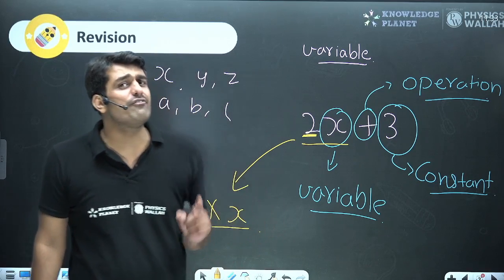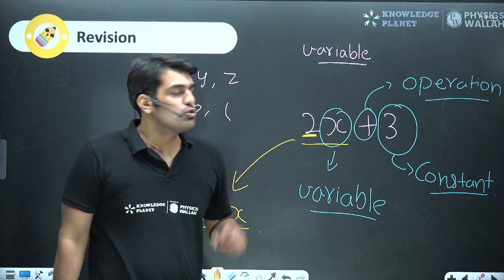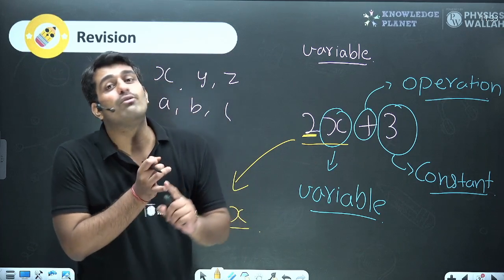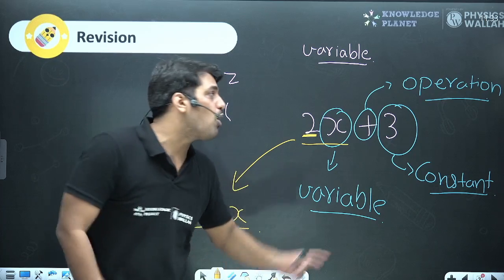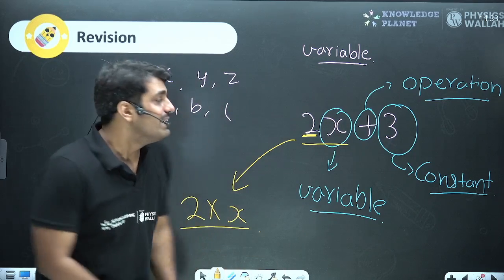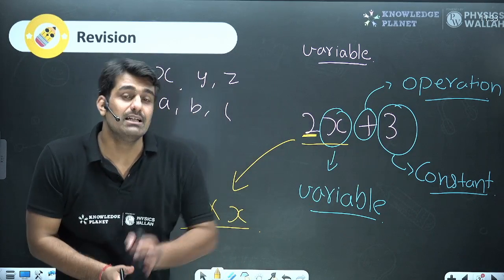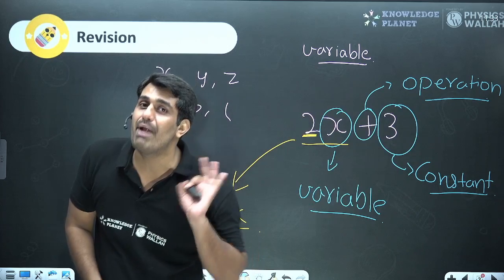If someone asks what is the coefficient of x? The coefficient of x over here is 2. So what have we talked about till now? We have talked about variable, constant, operator, coefficients, all these things. Now, such kind of expression is known as an algebraic expression.